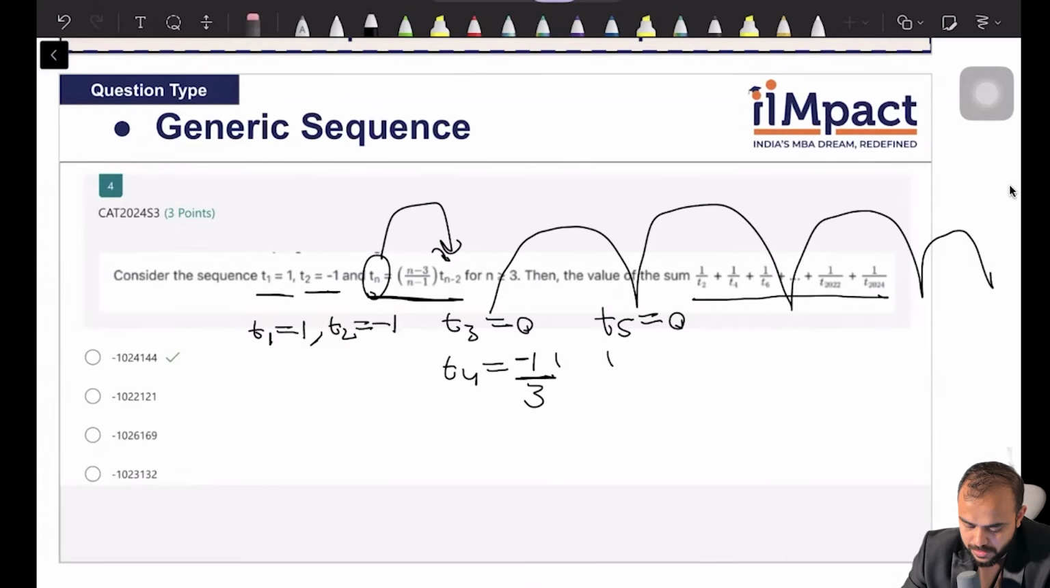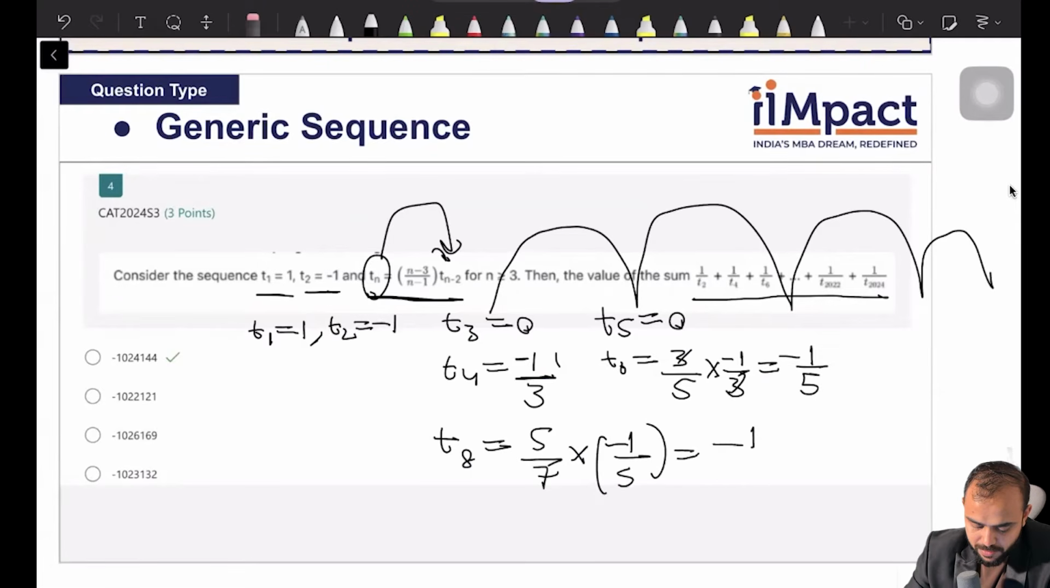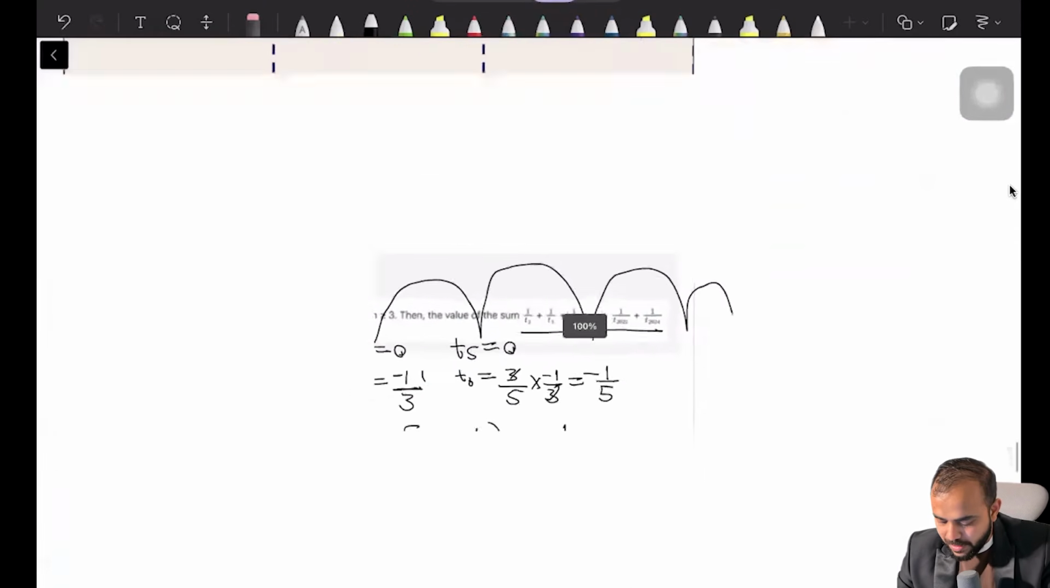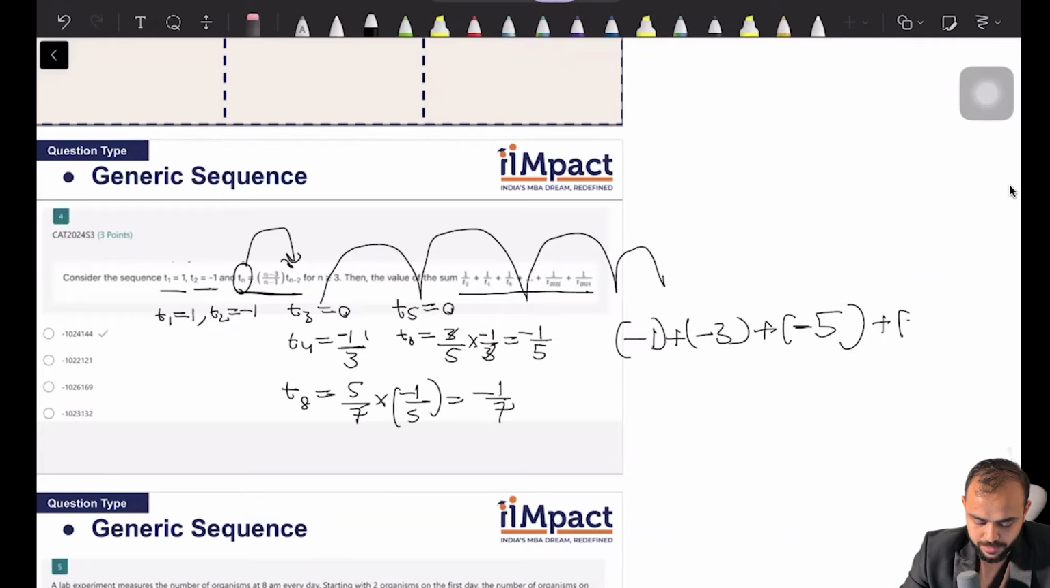T6 is going to be 6 minus 3, that is 3 divided by 5 into minus 1 by 3. So T6 is minus 1 by 5. Now I sort of know what the pattern is. Maybe just one more term if I'm confused. T8 is going to be 8 minus 3, that is 5 by 7 into minus 1 by 5. So this is minus 1 by 7. So this tells me that 1 by T2 is minus 1. Okay, 1 by T4 is minus 3. 1 by T6 is minus 5, and so on.